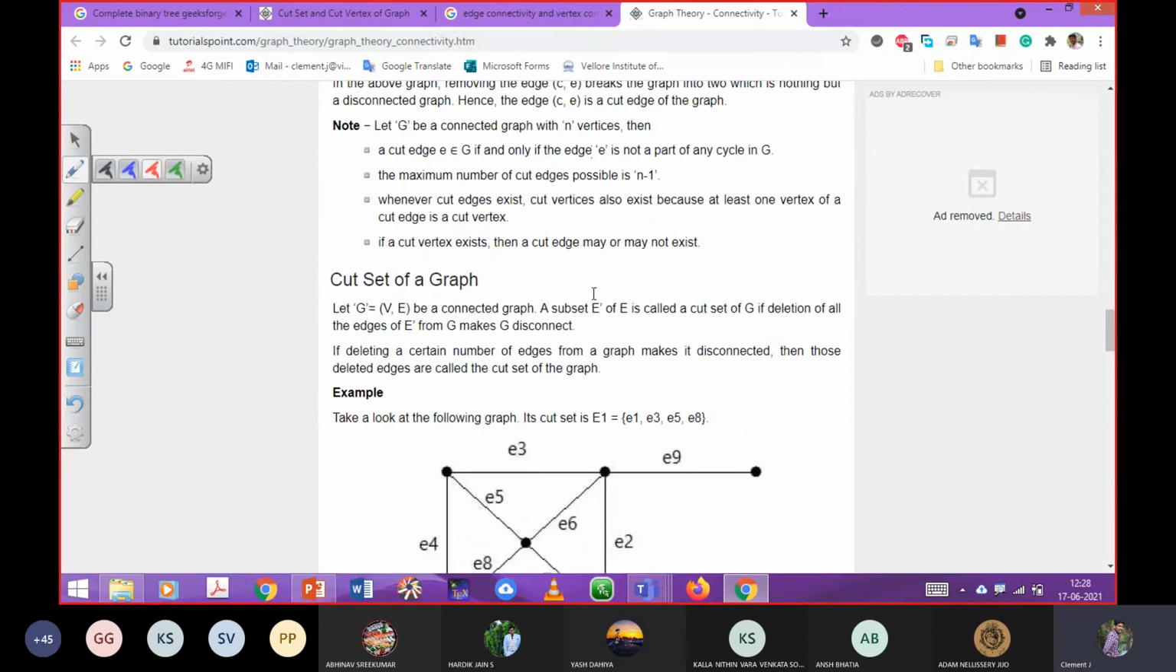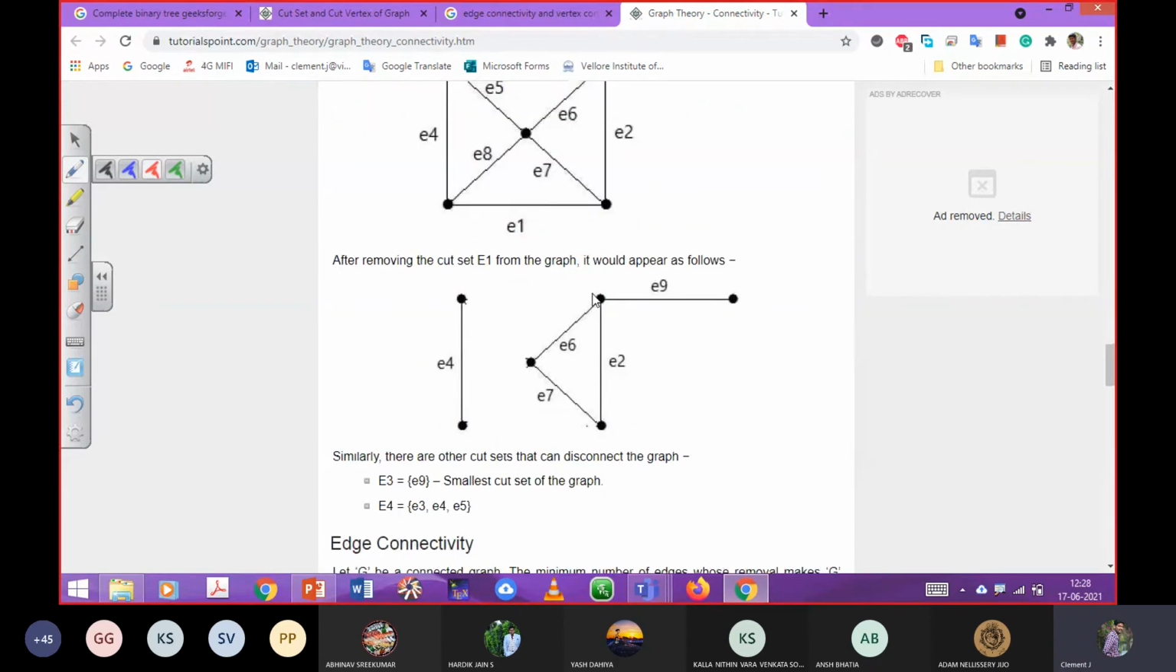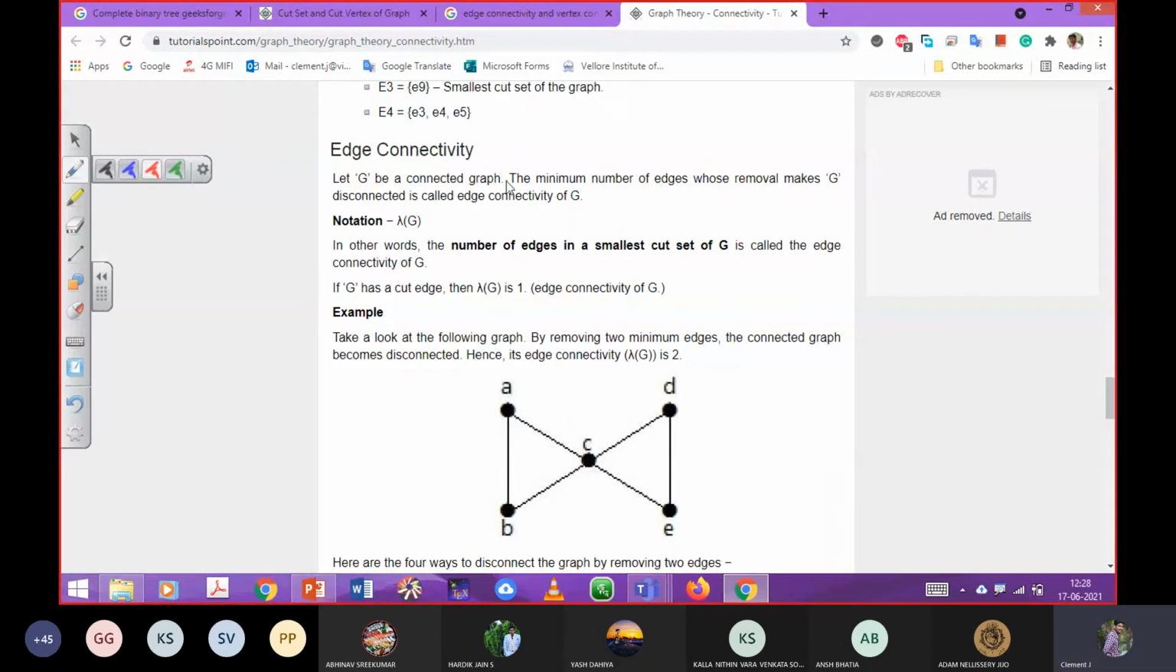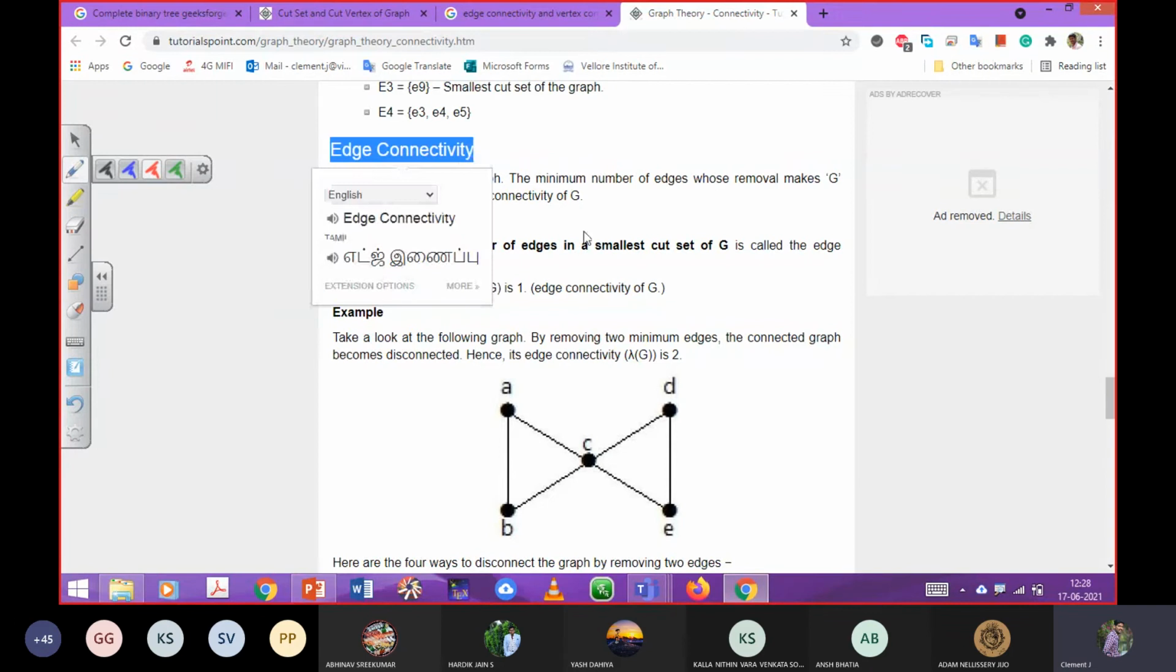Okay. Now let me just enter into another definition. Edge connectivity. Edge connectivity means that in your cut set there is no restriction on reducing the number of removed edges, but in edge connectivity there is a restriction. The restriction is that you are supposed to choose the minimum number of edges.